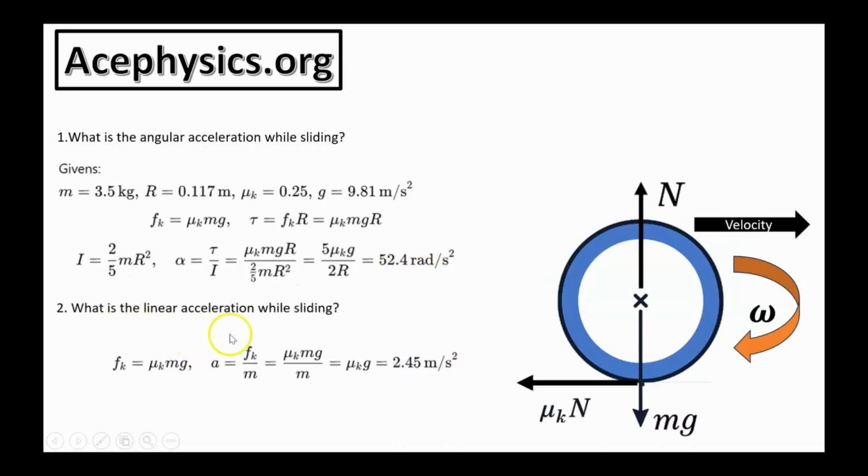2. What is the linear acceleration while sliding? I know net force equals mass times acceleration, so acceleration is force over mass. The force acting on the bowling ball is the force of kinetic friction, and this tells us that the linear acceleration is mu_k times g. When we plug in values, that gives 2.45 meters per second squared.